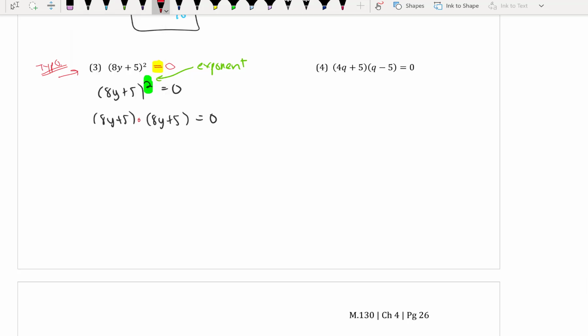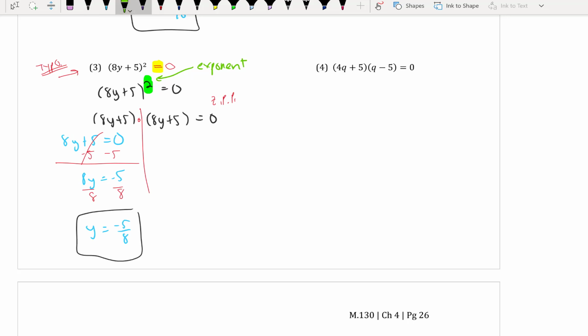So that means we can split using the zero product principle and solve each set of parentheses equal to 0. So over here, I'm going to have my 8y plus 5 is equal to 0. So subtract 5 from both sides. So that 8y is equal to a negative 5. From here, I can divide by 8 on both sides, so that y is equal to a negative 5 over 8.